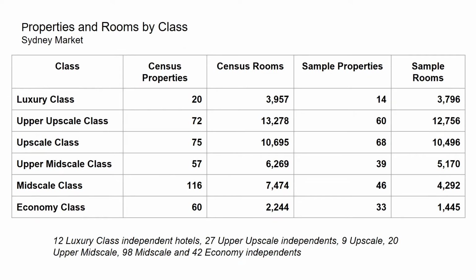When we look into the class, we have to make a subtraction with the scale. After the subtraction, we can see that most of them are from mid-scale with 98 properties, followed by 42 economy independent properties, and the least is upscale with 9 independent properties.